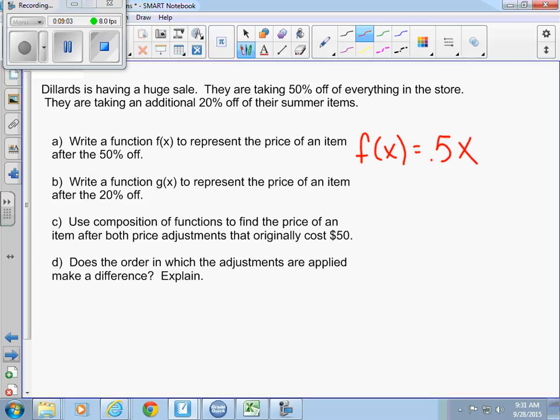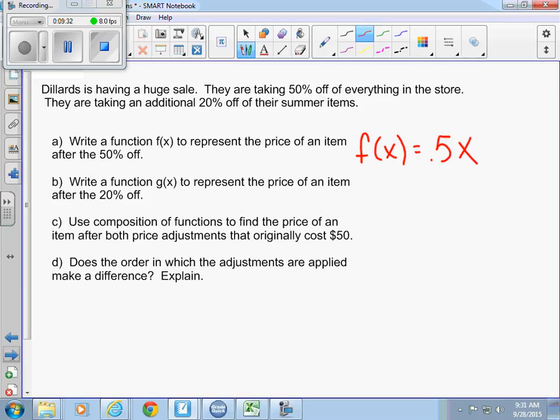It's a little tougher when it's not 50%. Write a function g of x to represent the price of an item after 20% is taken off. And there are two ways you can write it. Not yet, just 20%. Just 20% off. Okay, so let's try 0.2x.